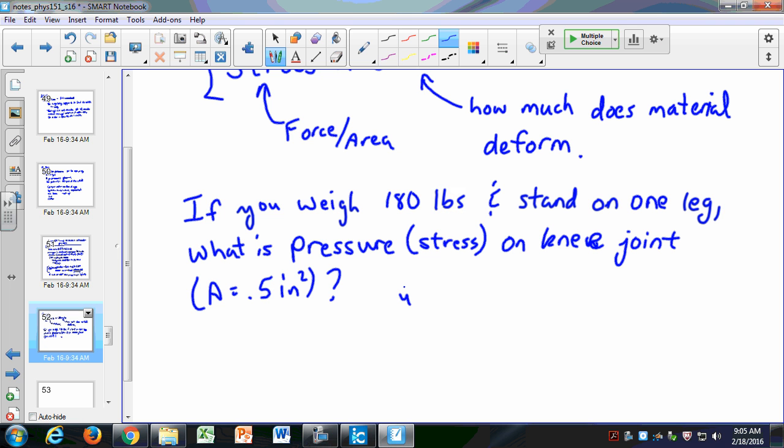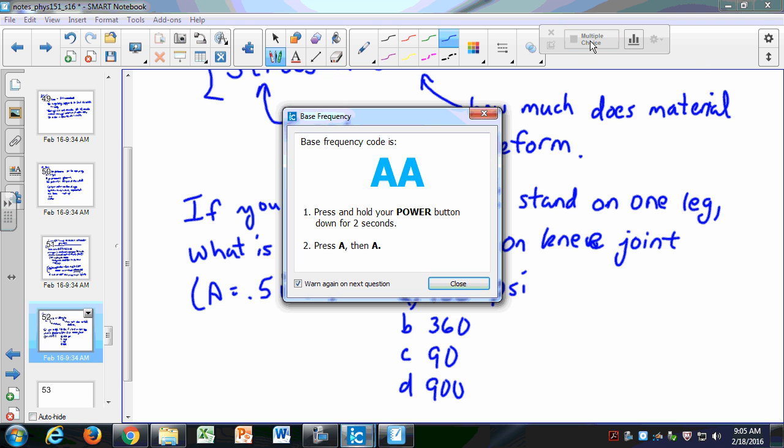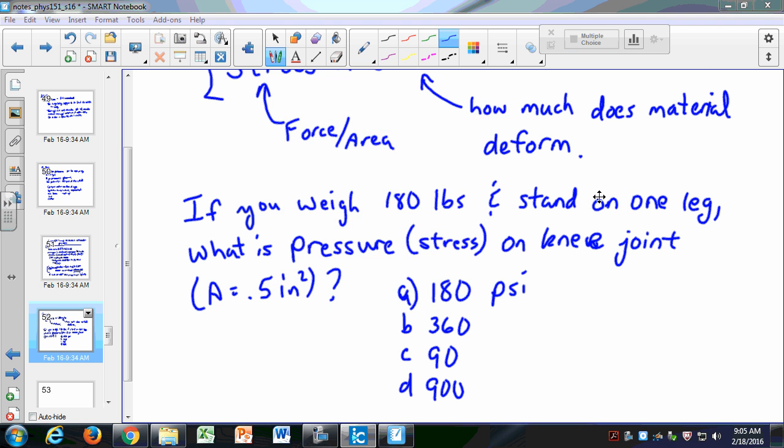All right, is it 180, 360, 90, or 900? And these are all in PSI, pounds per square inch. Which is it? If you weigh 180 pounds and you stand on one leg, like a flamingo or whatever, what is the stress, or what is the pressure, which are very similar, on your knee joint if the area of your knee joint is half a square inch?